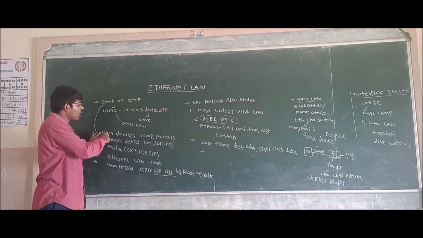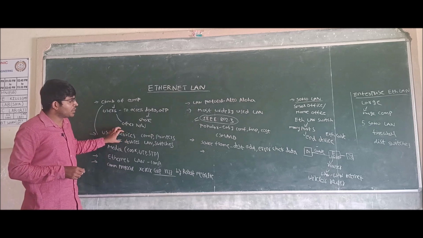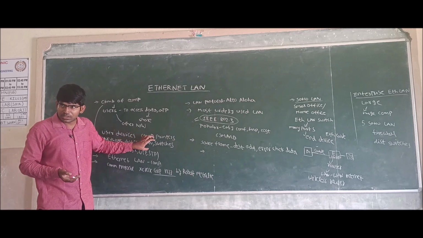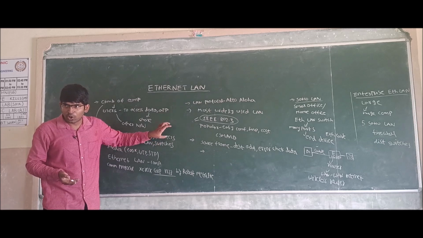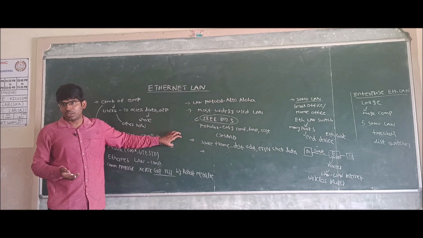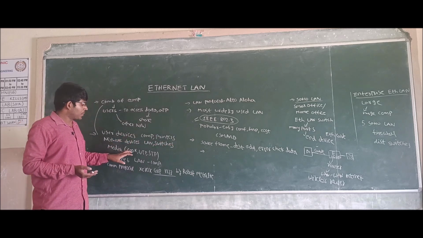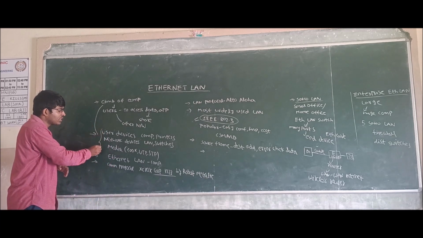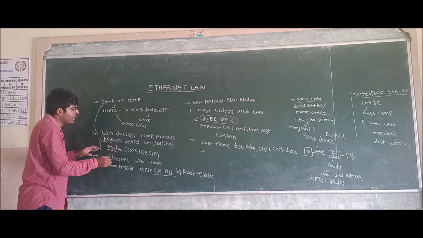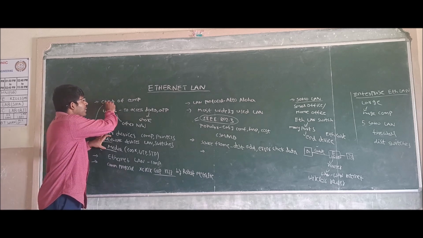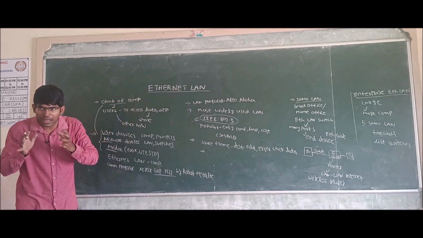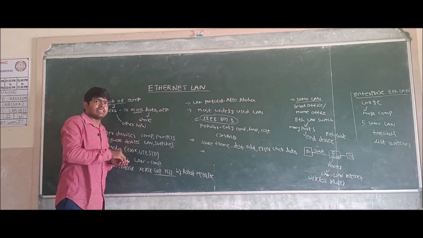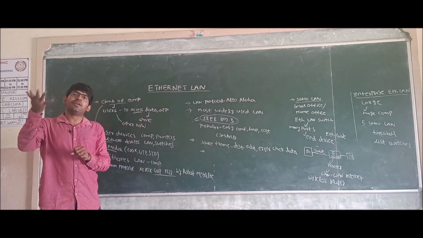So what are these components? User devices. User devices means we have computers and printers, and we have network devices like LAN cables, switches, router, and wireless LAN also. And we have media. Media means coaxial cable, UTP cable and STP cable. The combination of these three components, user devices, network devices and media, we call the combination of components of Ethernet LAN.